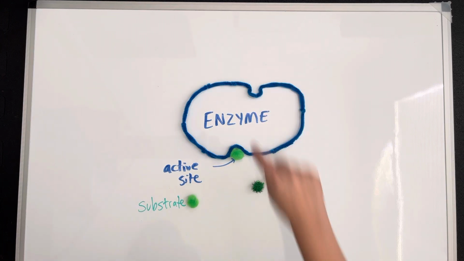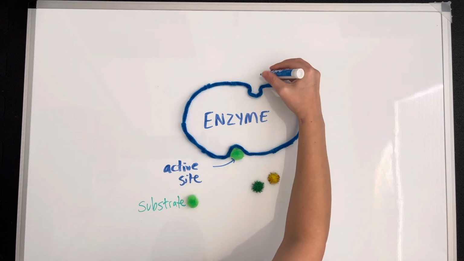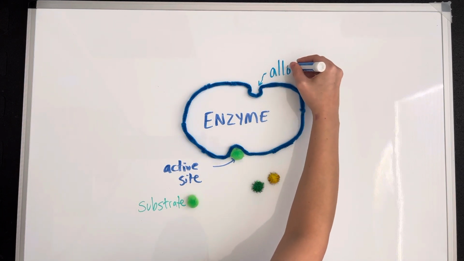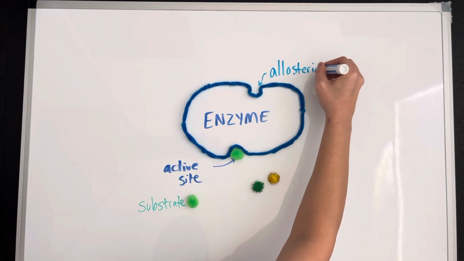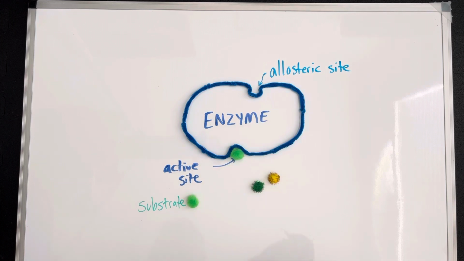On the back, you can see there's another spot over here called an allosteric site. The allosteric site is just anywhere that's not the active site. Could be over here, it doesn't matter where it is. Okay. And back here, other things can bind.